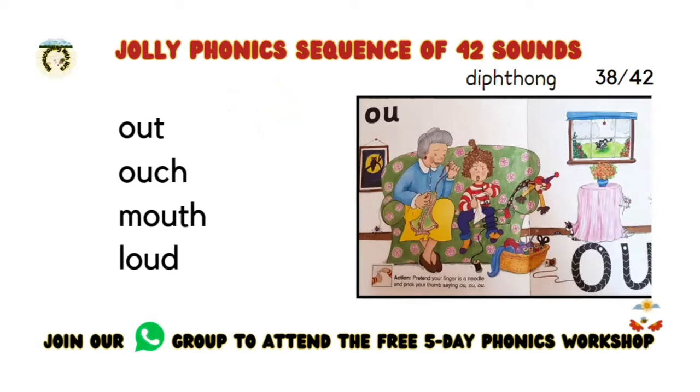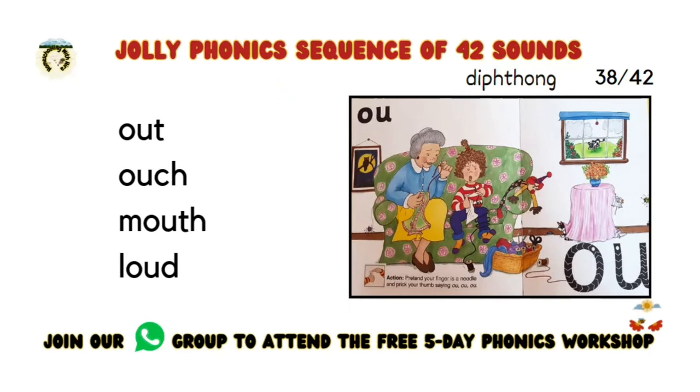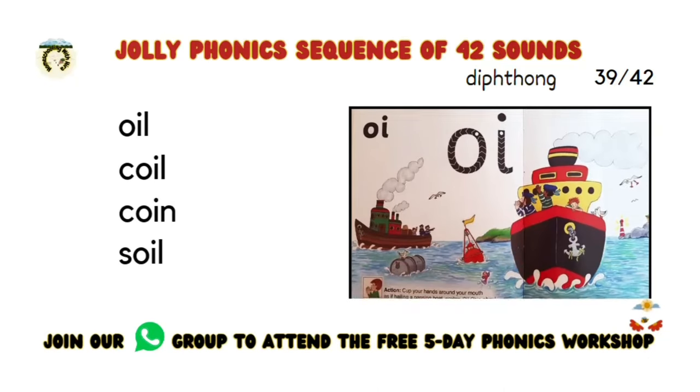After qua, we have the diphthong au. If you don't count the long vowels as diphthongs, this is our first diphthong in these 42 sounds. So this is au, t, out. Ouch, ouch. M, out, mouth. O, out, loud. The sound is au. Ow, as if you have got hurt and you are saying ow, ow, something like this.